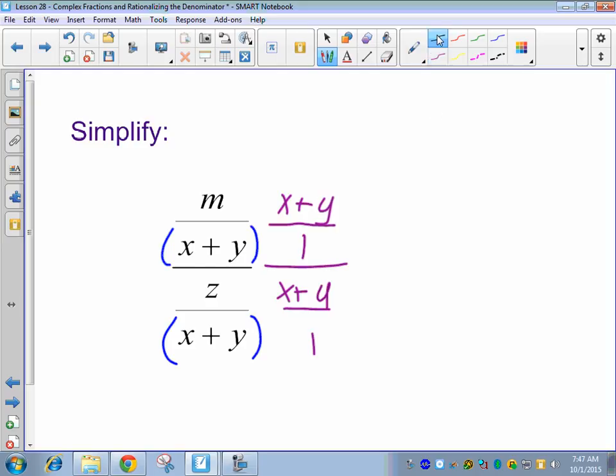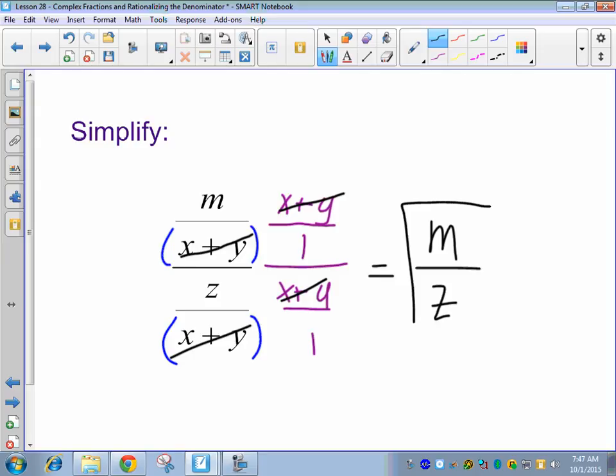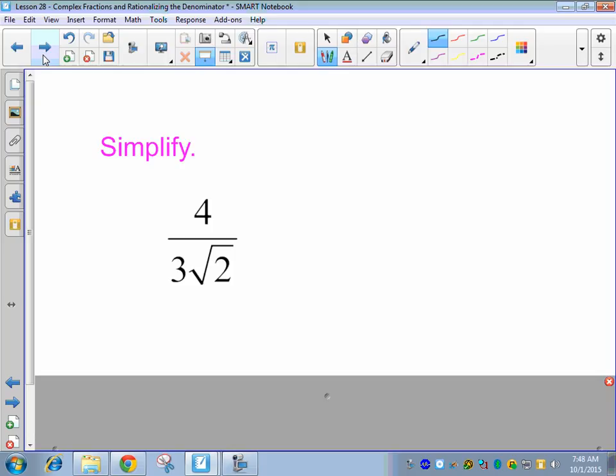So what happens here? x plus y cancels with x plus y, and I'm left with m over 1, which is really just m. And in the bottom, x plus y cancels with x plus y. I'm left with z over 1, which is really just z. That was pretty easy, just like the last one. All right, I guess this all starts off as easy ones. That's all we have today.